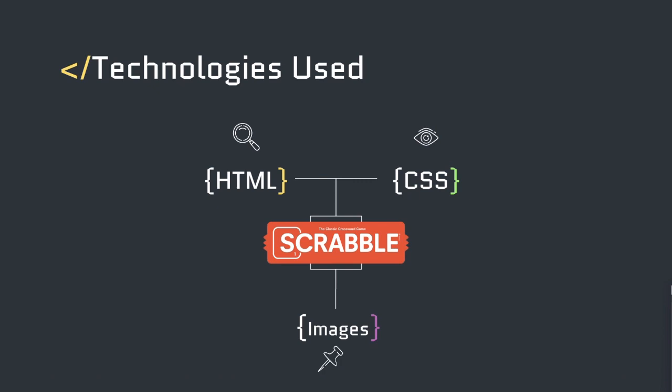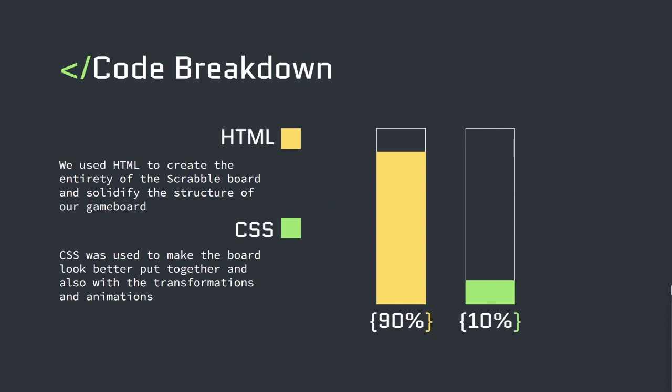Hello, I'm Shaban, and I'm going to be talking about the technologies used in our Scrabble project. So first, for the code breakdown, we used predominantly HTML to create the grid structure and rows of our Scrabble board, and used some short but efficient CSS tools to make the Scrabble grid look more realistic and look like the board that we're all used to seeing.